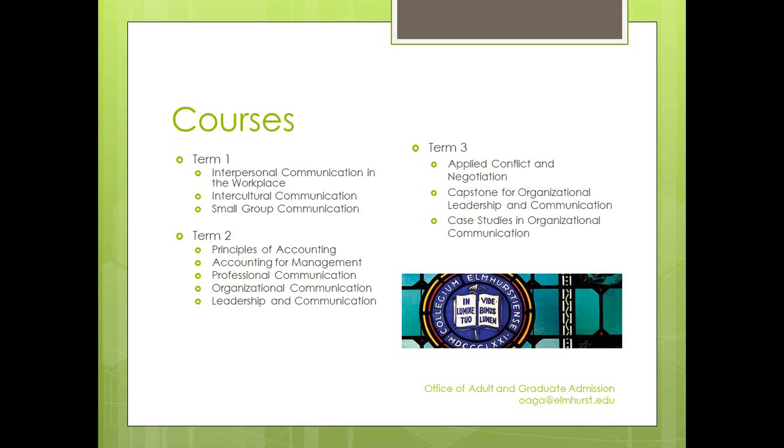In your capstone and case studies, the final 2 courses in the major, the capstone is your opportunity to apply what you've learned to a workplace case. You will not be told what the answer is. You're going to figure it out on your own. And then, coupling that with the case studies in organizational communication, that will give you some cases where you can actually see what the answer is.